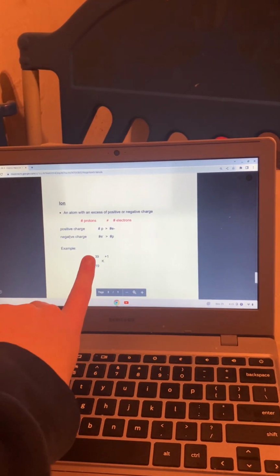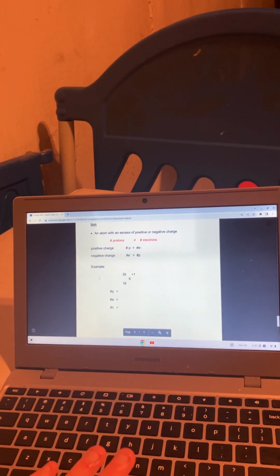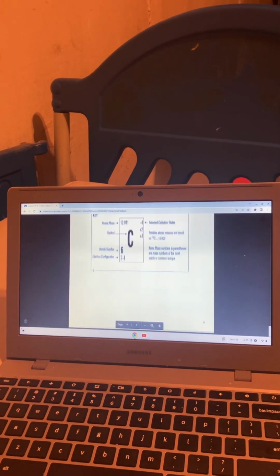So, in this case, for an ion, it has an excess positive or negative charge. If there's a positive charge, you have to subtract that from the number of protons to get electrons. If there's a minus, you add.